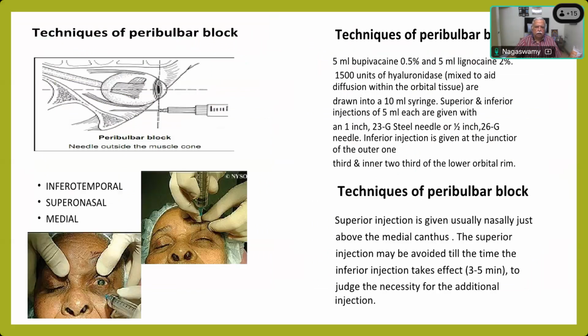And this is how the block is given. This technique is preferred, giving closer to the lateral canthus, just inferior to the globe. Go above the inferior margin of the orbit and go at an angle towards the bone so that you don't injure the globe. This is called the inferolateral approach, and this is called the superomedial approach. Either one of them can be used.